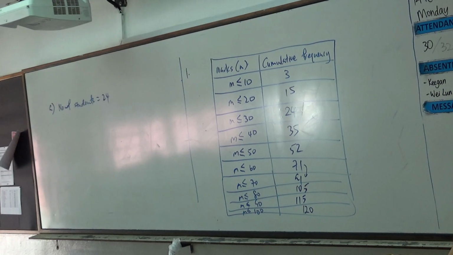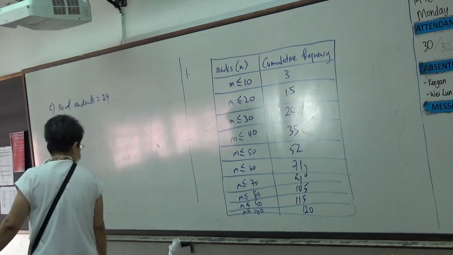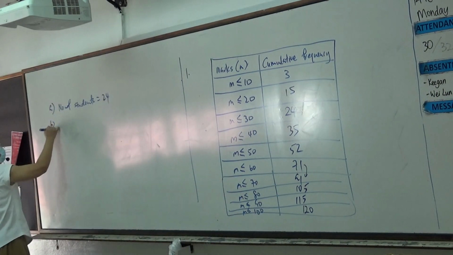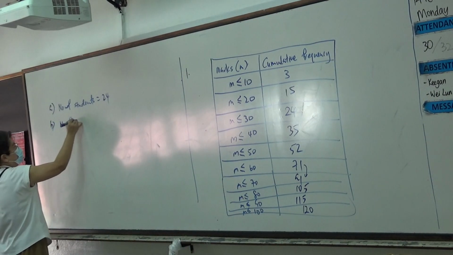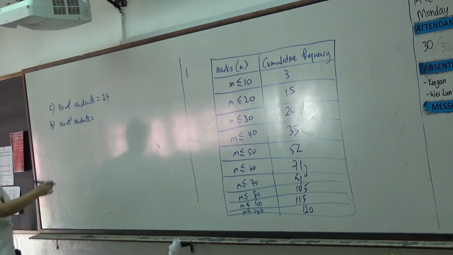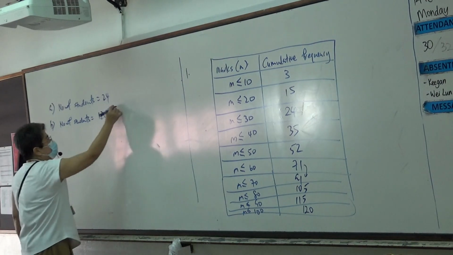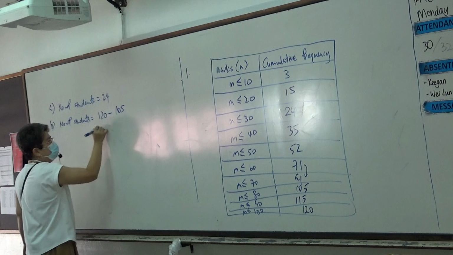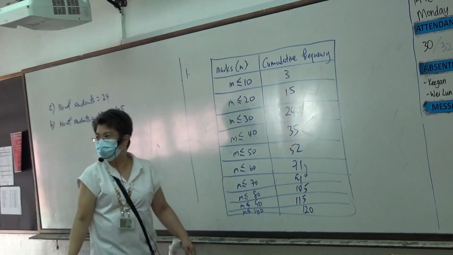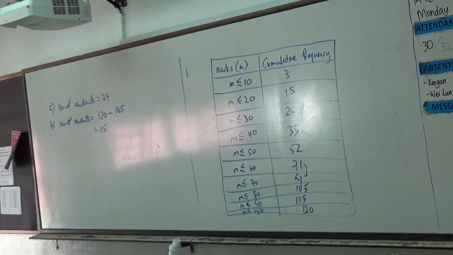Who scored more than 80 marks? Who scored more than 80 marks will be 120 minus 105. Answer 15, right? Everybody okay? Go to the last part.